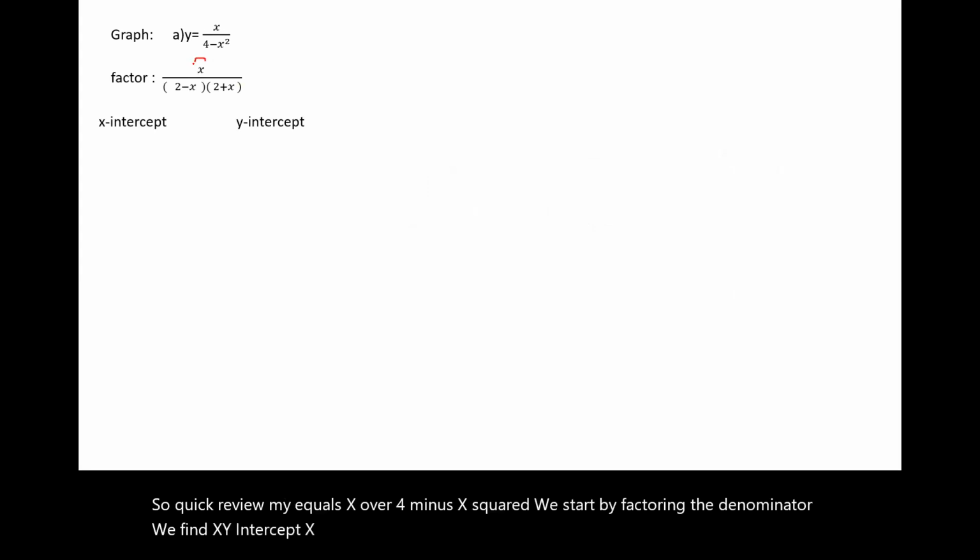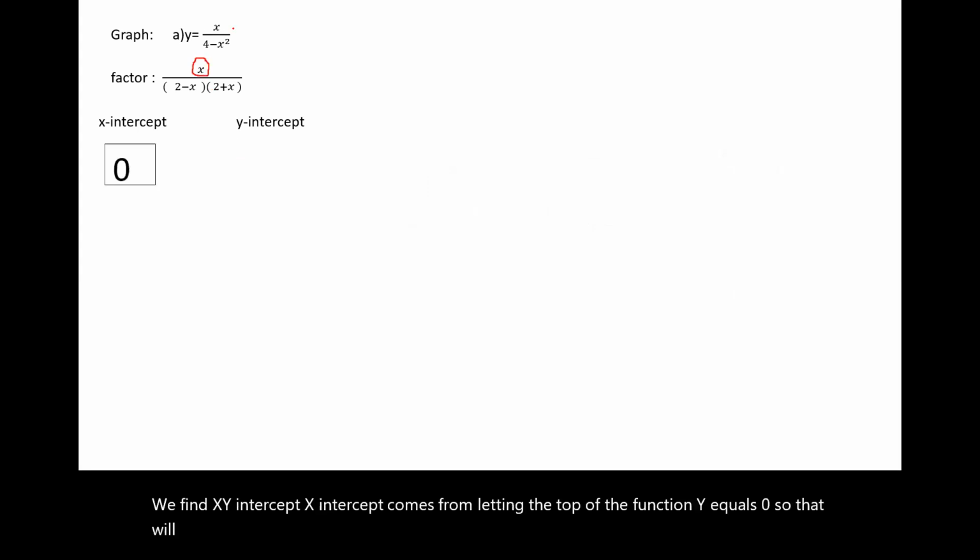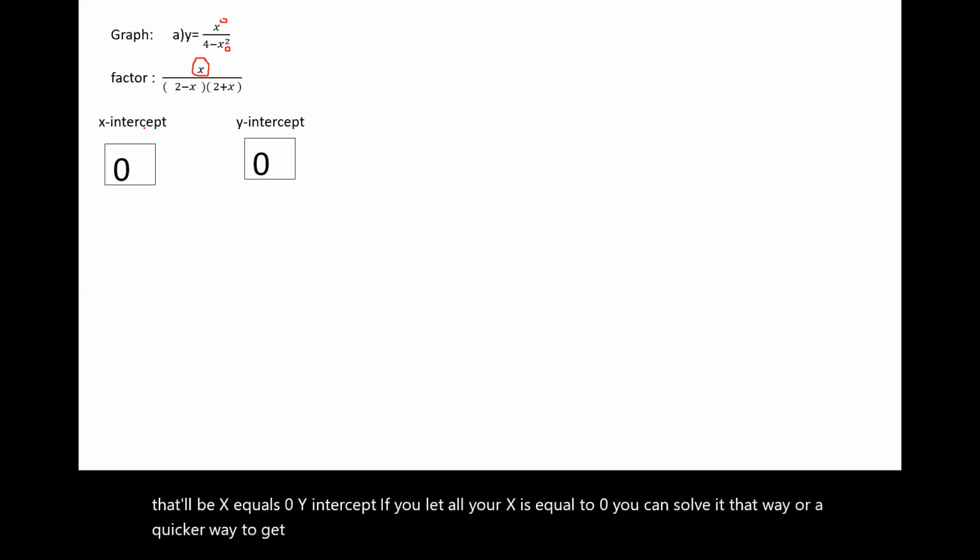X-intercept comes from letting the top of the function equal 0, so that'll be x equals 0. Y-intercept, if you let all your x's equal 0, you can solve it that way. Or a quicker way to get your answer, if the x-intercept is 0, the y must also be 0.